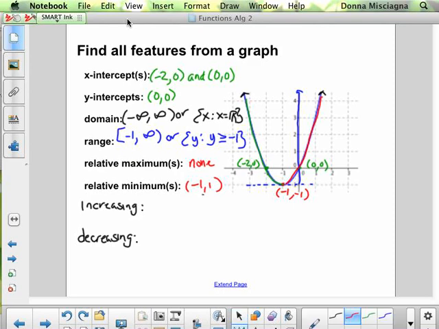All right, so let's fill in increasing. So we are increasing from -1 to infinity, and we are decreasing from -infinity to -1. At -1, we switch.